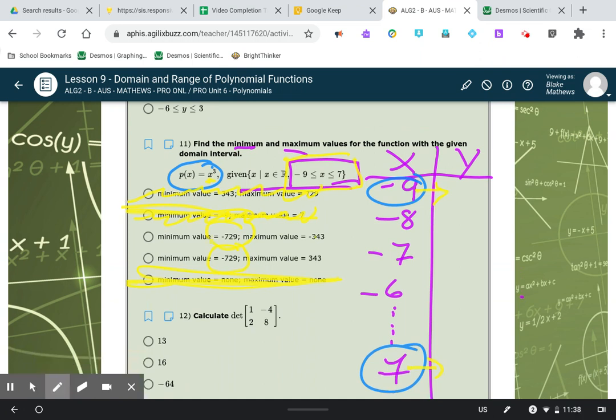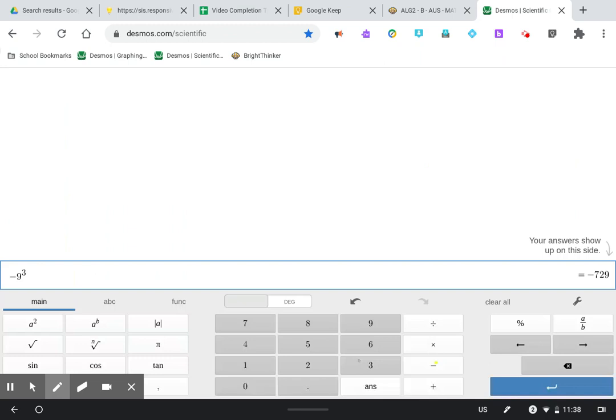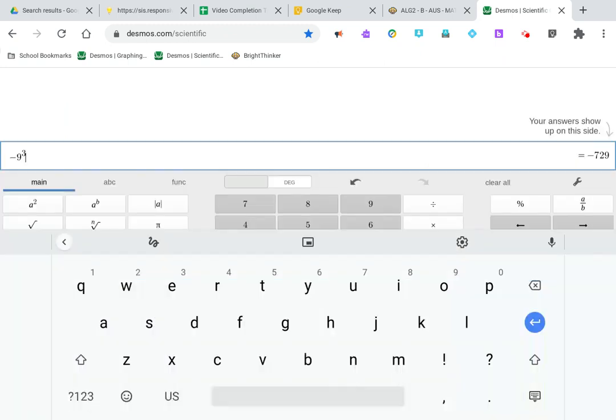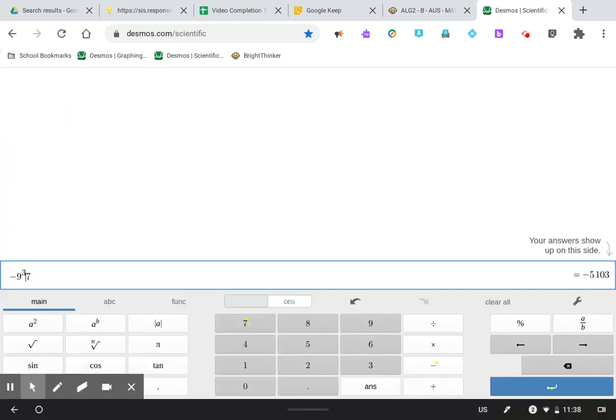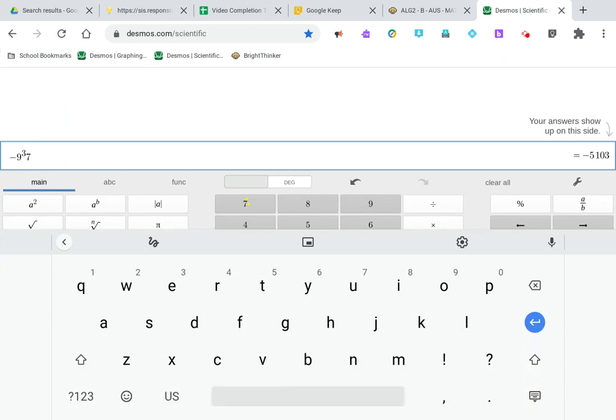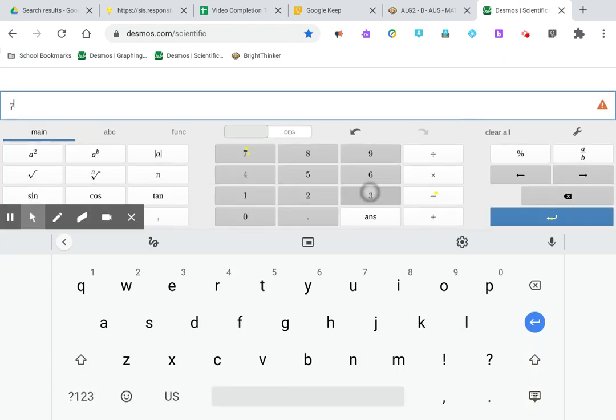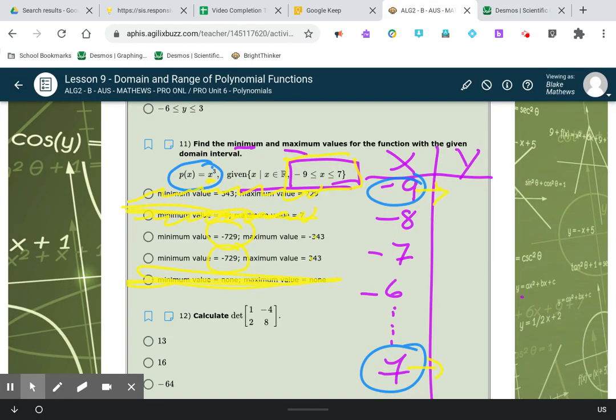Now we've got to see if it's negative or positive 343 for 7. So 7 to the third power. Let's go. We have 7. 7 raised to the third power is 343, positive.